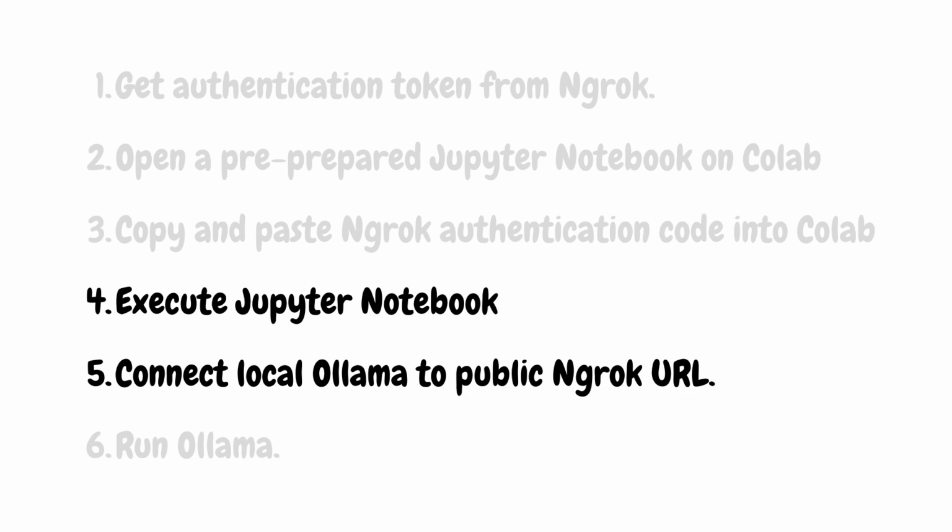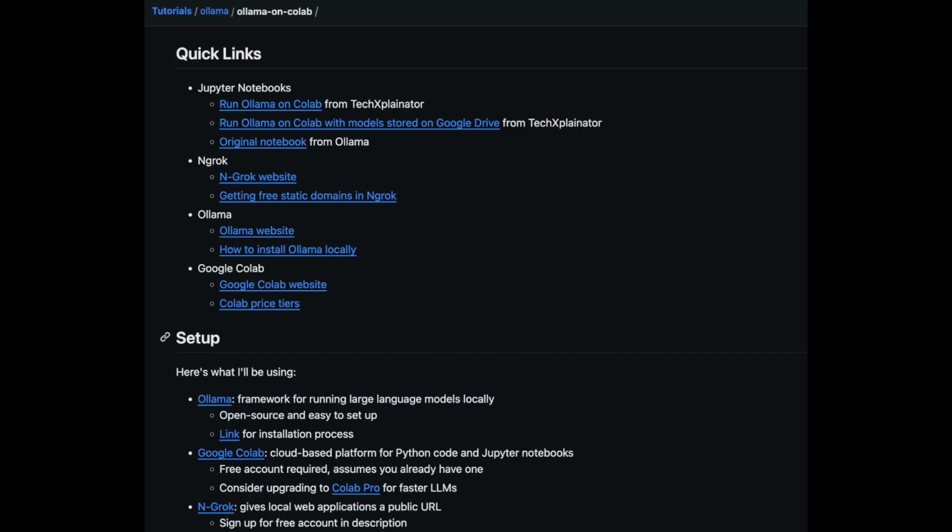from the notebook's output. If you prefer not to download Ollama models every time you start the notebook, you can have them installed directly on your Google Drive. I've provided an additional Jupyter Notebook in the description for that purpose. However, I found that running Ollama with models stored on Google Drive results in slower performance and occasional connectivity issues with Ngrok. Therefore, I prefer to download models fresh each time, which usually takes just a few seconds thanks to Google's powerful servers. The choice is yours.